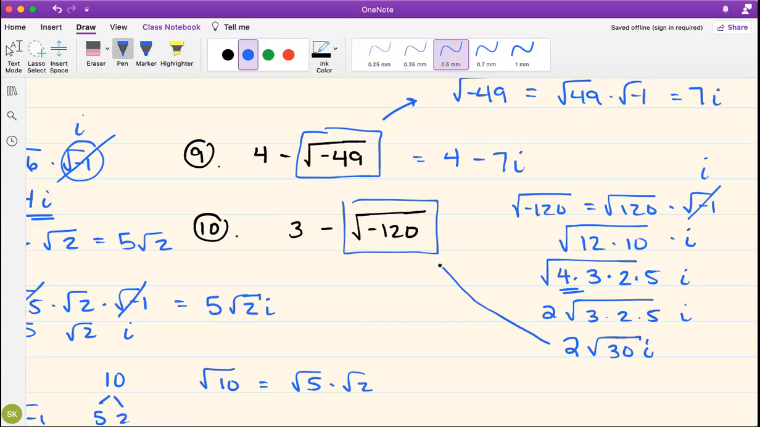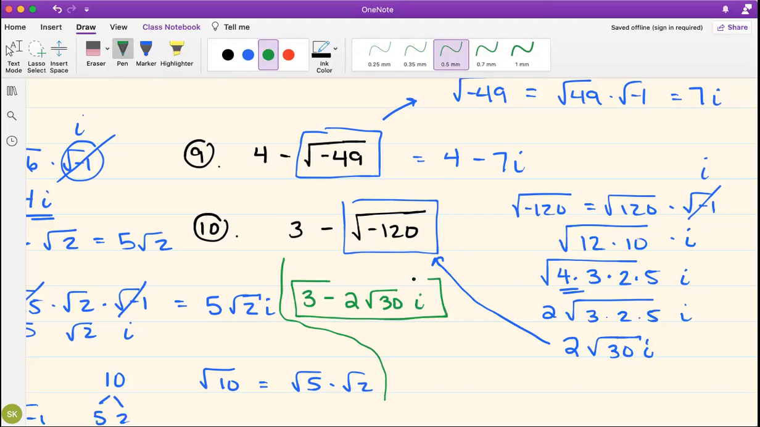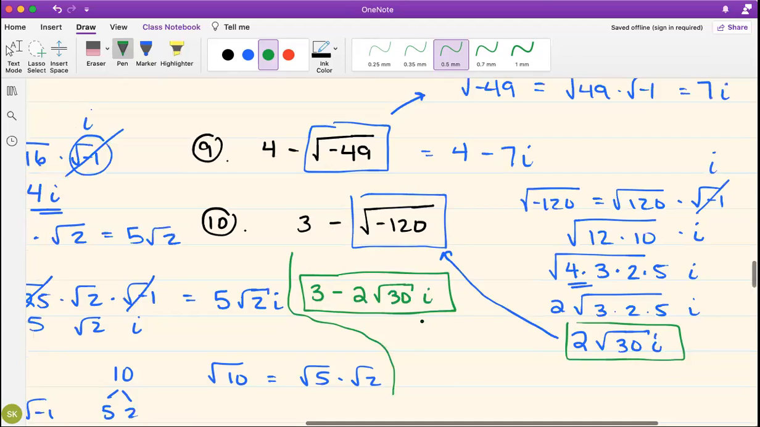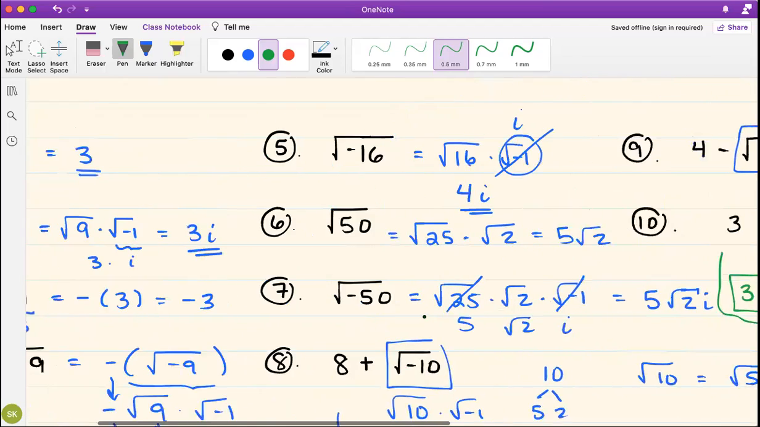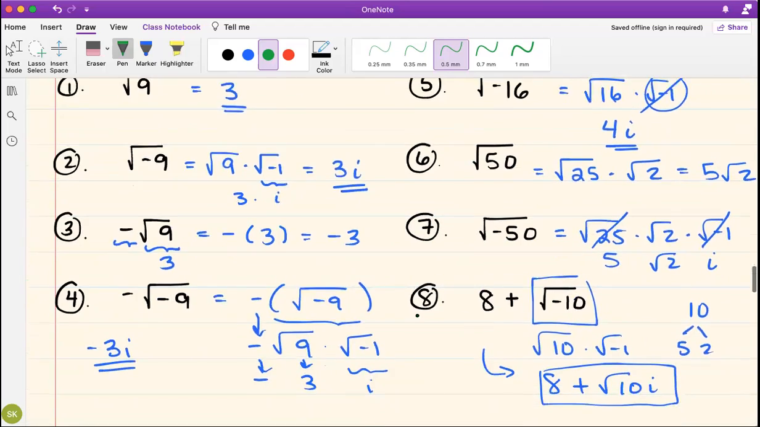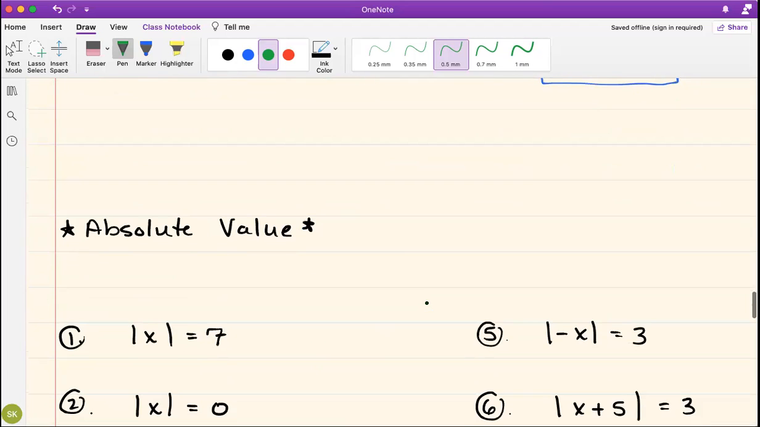And that needs to replace this piece. And I'm going to put this in a different color so we can see what this final solution is. This is 3 minus 2 square root 30 i. So all I did was replace this with this piece here. And again, that i does not go under the square root. So I think we've got some good practice with this. Let's move on to absolute value.